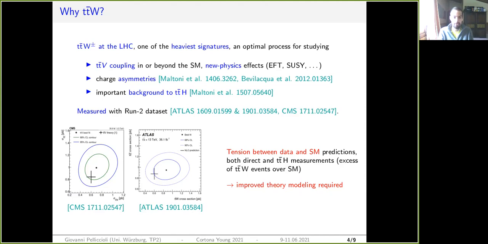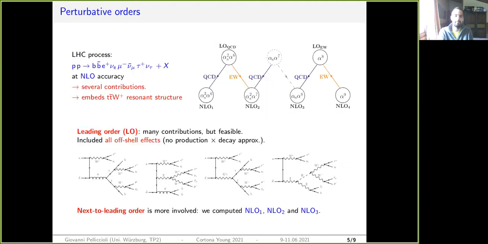TTW has been measured with the latest Run 2 data of the LHC at 13 TeV by the ATLAS and CMS collaborations, but a tension between data and standard model theory predictions was found, both in direct and in TTH measurements. This means that we definitely need an improved theory modeling for this process.